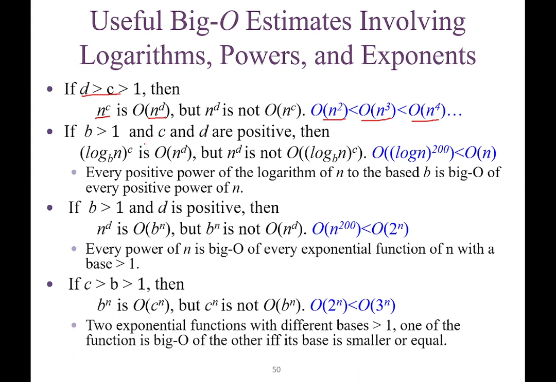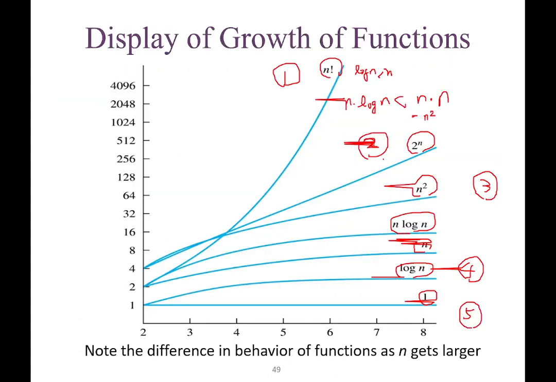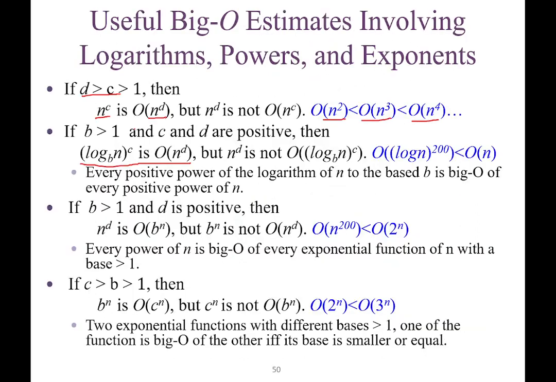Okay, next, the log function is slower than polynomial function. We have seen this by the previous slides. You can see we have log n as category 4, which grows slower than polynomial function, which is category 3, right? In this case, I will show you something.